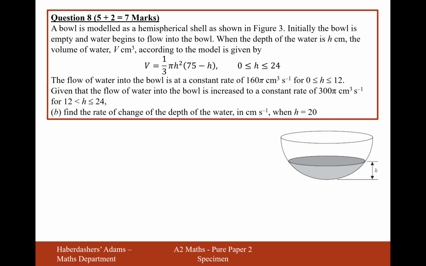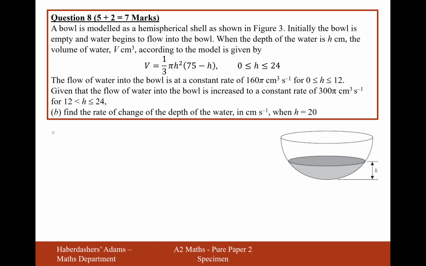Right, now moving on to part B then. Given that the flow of water into the bowl is increased to a constant rate of 300 pi centimeters cubed per second between the heights of 12 and 24, find the rate of change of the depth of the water in centimeters per second when the height is equal to 20.